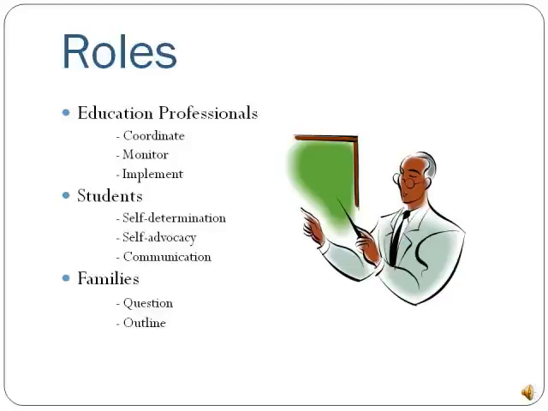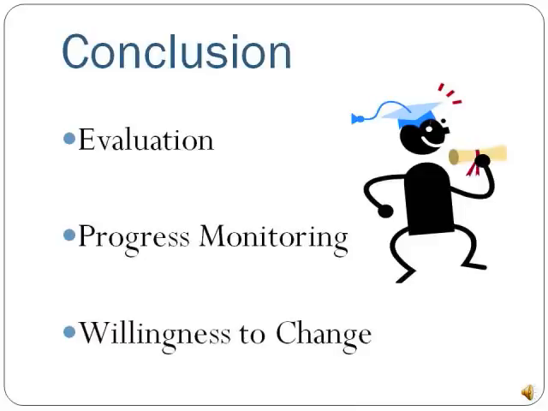Families of the student involved have a role in the IEP process as well. First, they must question everything. This is the only way that families can fully understand the process. They also need to outline and define their child's strengths and weaknesses so the IEP team can construct the correct program for the student.